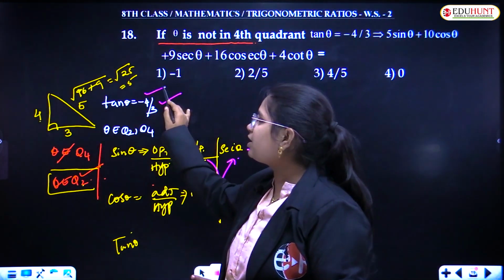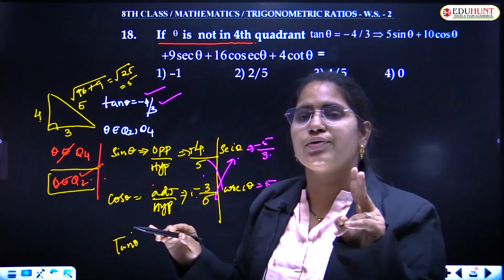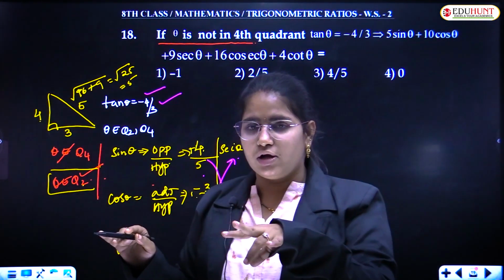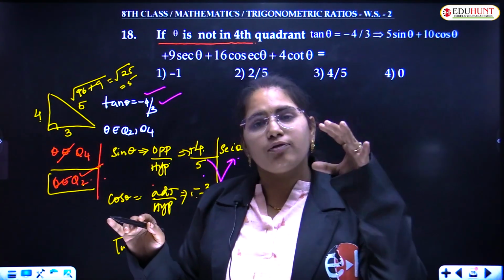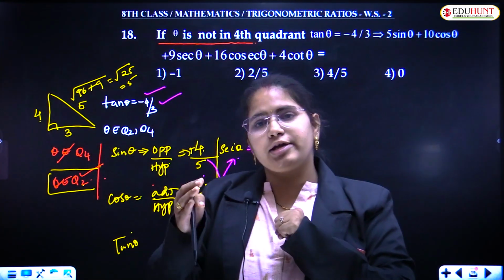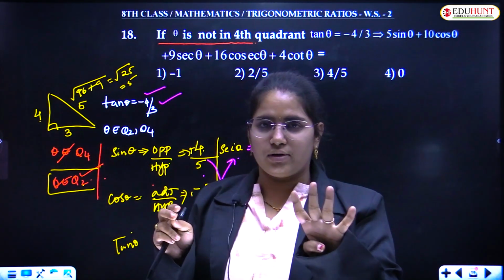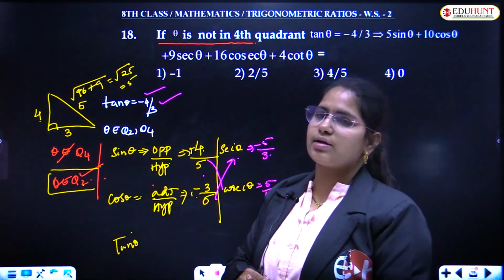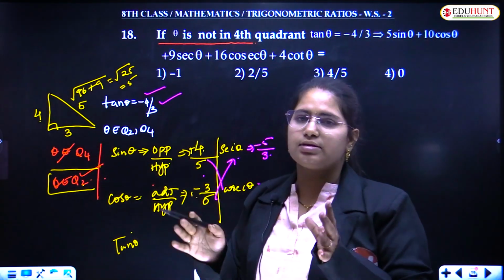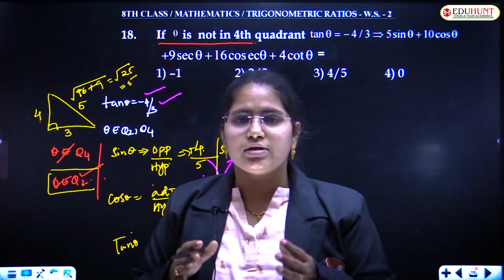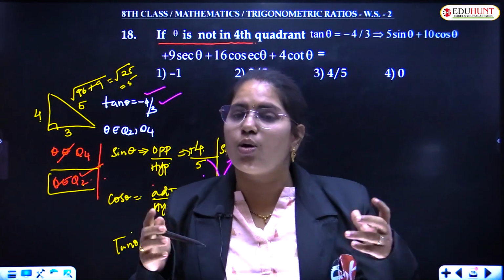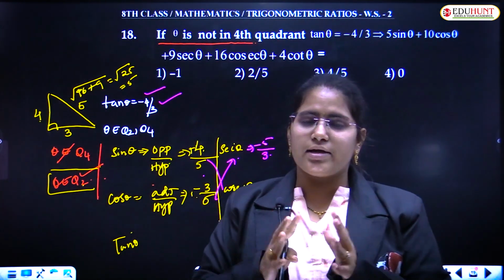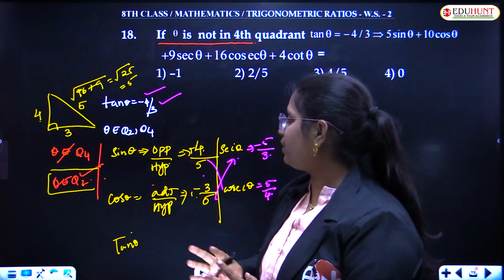If tan is negative, it becomes negative in 2 quadrants. What are the 4 quadrants? 1, 2, 3, 4. Among the 4 quadrants, tan becomes negative in either the second or fourth quadrant. In the question it is clearly mentioned that theta does not belong to the fourth quadrant. Then in which quadrant should theta lie? Obviously it must lie in the second quadrant. So what will it become then?